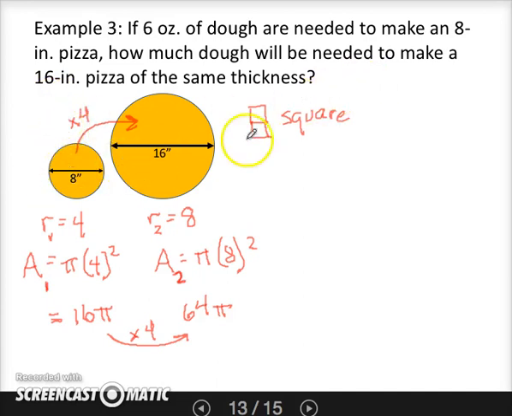We are multiplying the diameter by 2. When we multiply the diameter times 2, we end up multiplying the area times 2 squared. Two squared is our proportion, because area is about squares.